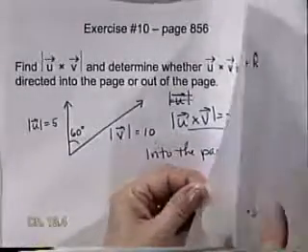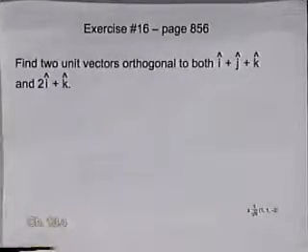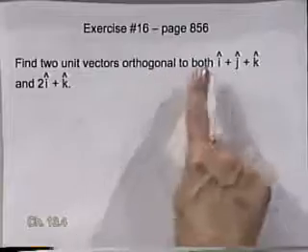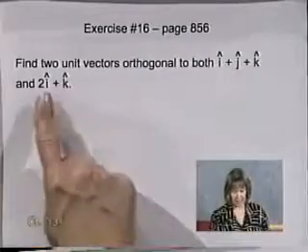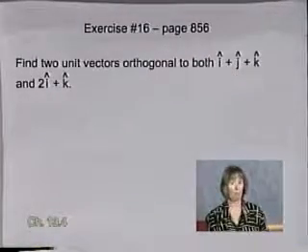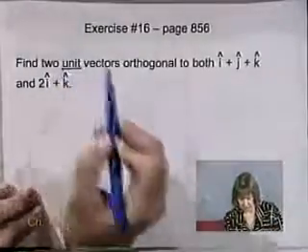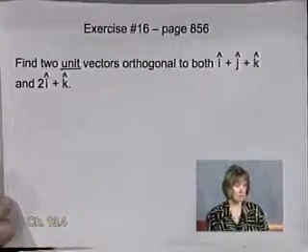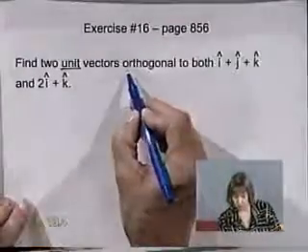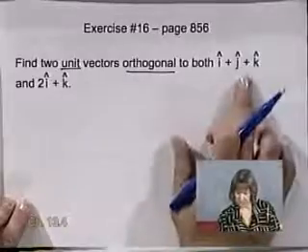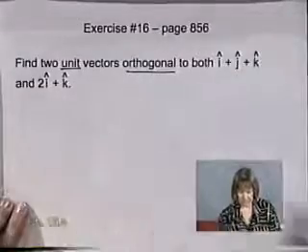Let's do another one. Next one I want to do is number 16. Find 2 unit vectors orthogonal to both i plus j plus k and 2i plus k. I want to find 2 unit vectors. What does unit vector mean? I want them of length 1. But I also want them to be orthogonal to both this vector i plus j plus k and the vector 2i plus k.